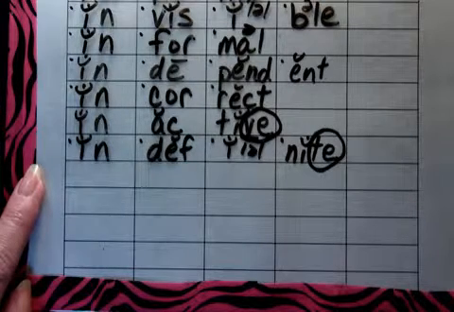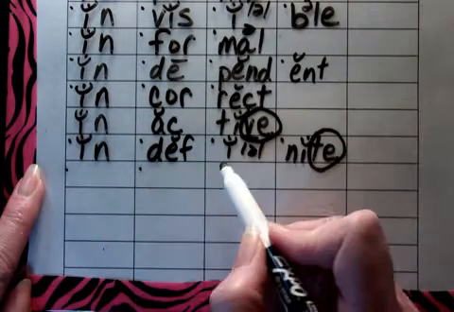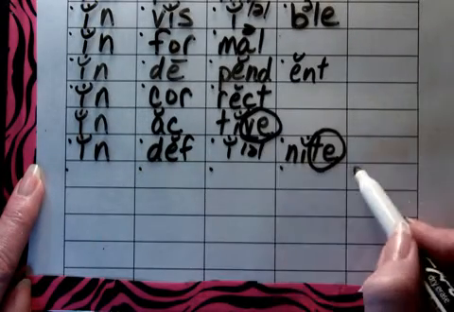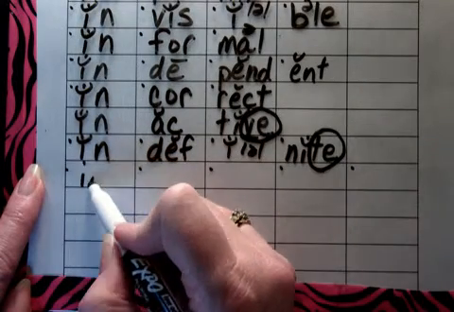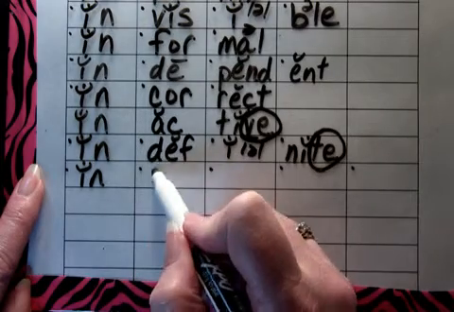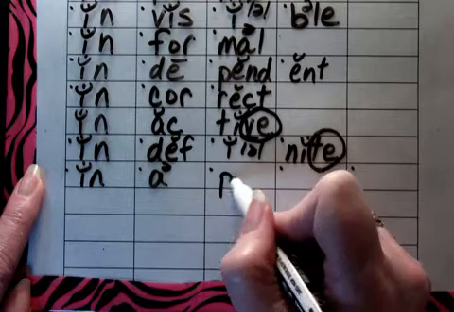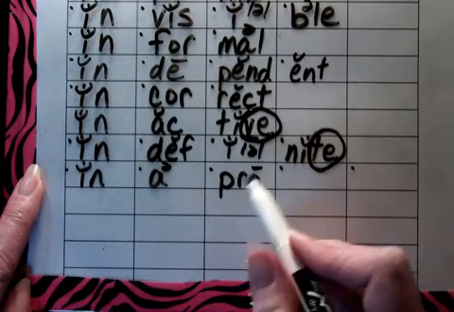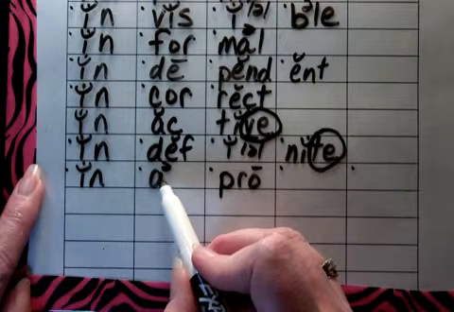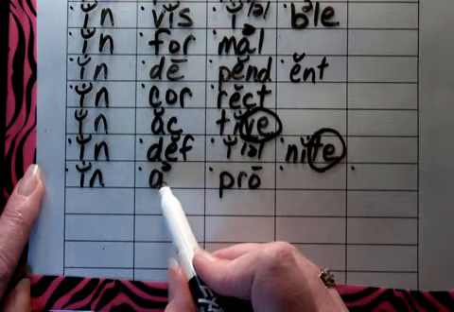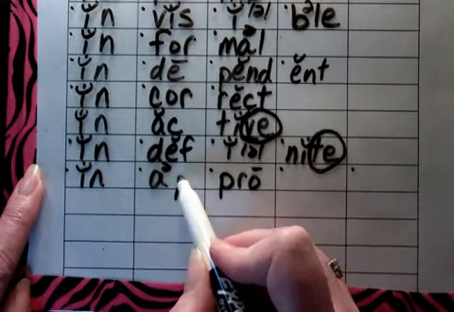The next word is inappropriate. In, it's a schwa. Pro, it's an open syllable. Now, to make this not be a long A sound, it's not inappropriate, it's inappropriate. We have to double the P.